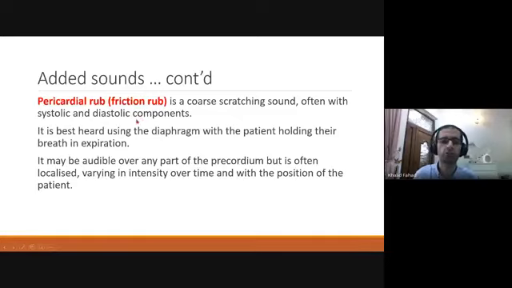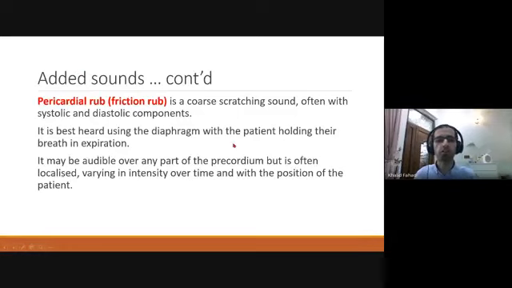So how can you diagnose this condition? It is usually by asking a proper history followed by examination of the pericardium and auscultation. It is best heard here using the diaphragm. Why? Because it is a high frequency, high pitched sound, while low frequency, low pitched sounds are usually best heard with the bell.